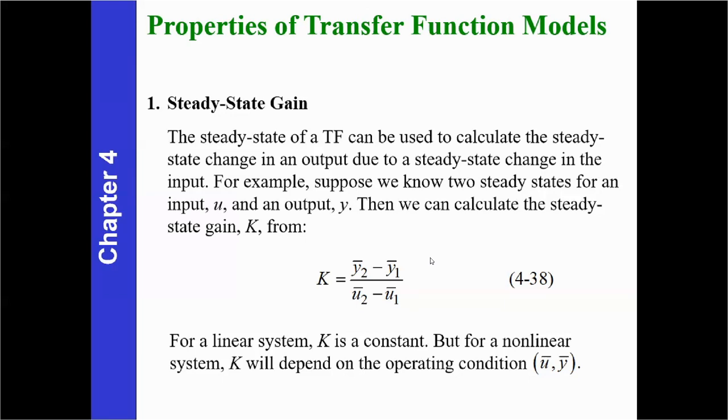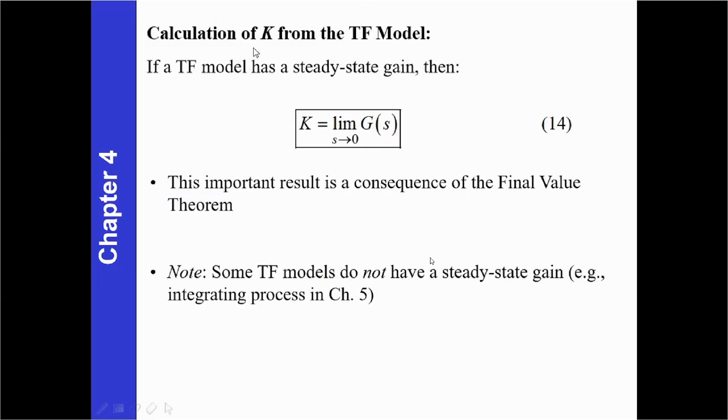For a linear system, K is a constant, but for a non-linear system, K will depend on the operating conditions, u bar and y bar. For the calculation of K from the transfer function model, if a transfer function model has a steady state gain, then K equals the limit as s goes to 0 of the transfer function G(s). This important result is a consequence of the final value theorem. Some transfer function models do not have a steady state gain, for example the integrating process, which we cover in the next chapter.